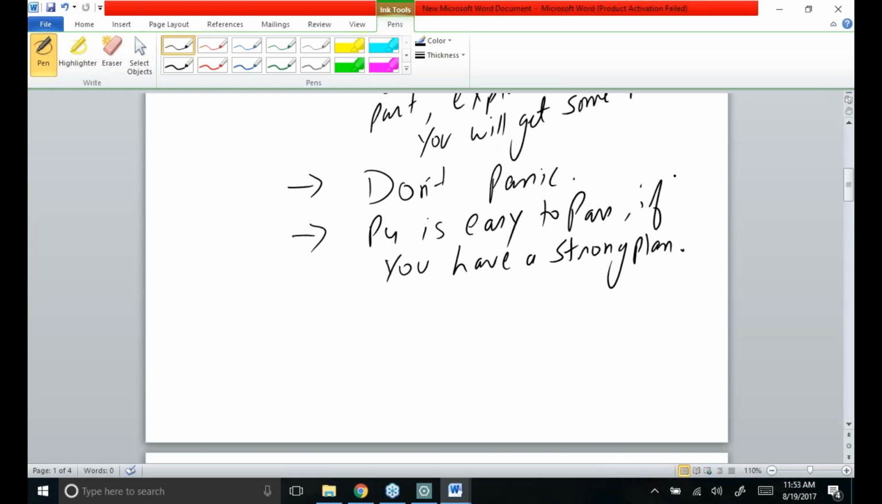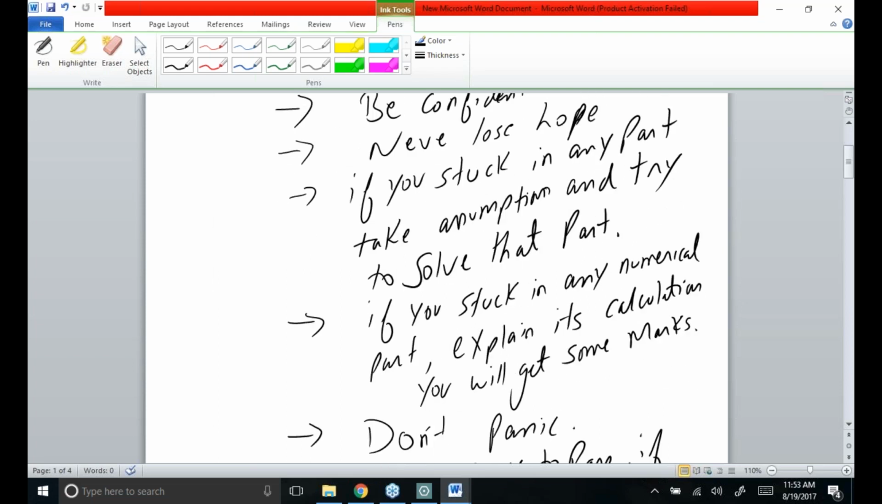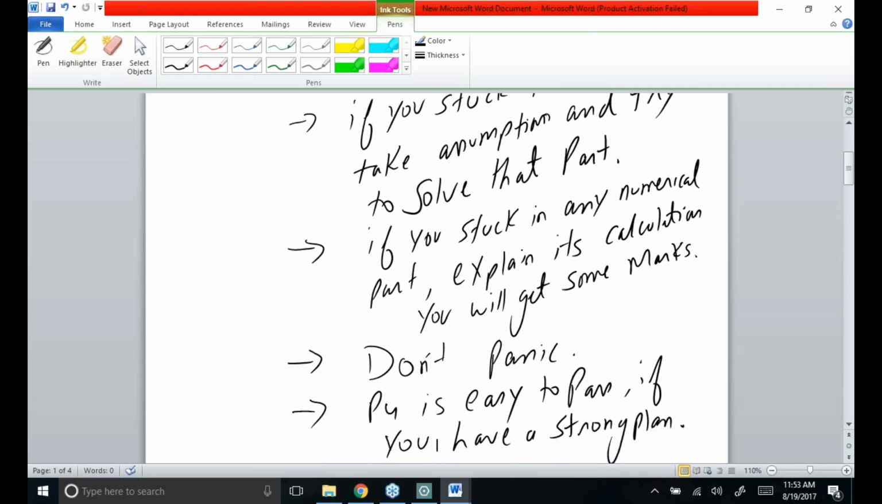But try to remember these common guidelines. You must complete your paper, be confident, never lose hope. If you're stuck in any part, take an assumption and try to solve that part. You will get some marks. If you're stuck in any numerical part, explain its calculation, you will get some marks. Do not panic. P4 is easy to pass if you follow these guidelines and if you have a stronger plan. And what is the meaning of a stronger plan? Try to prepare all the main areas and confidently attempt and complete the paper.